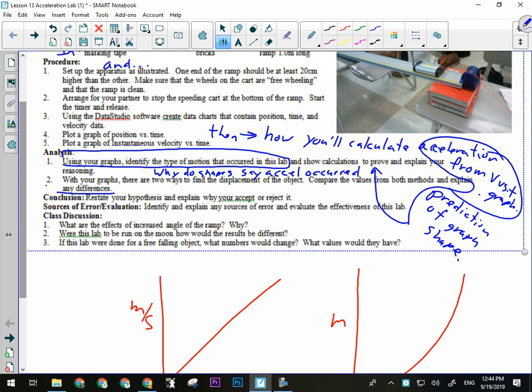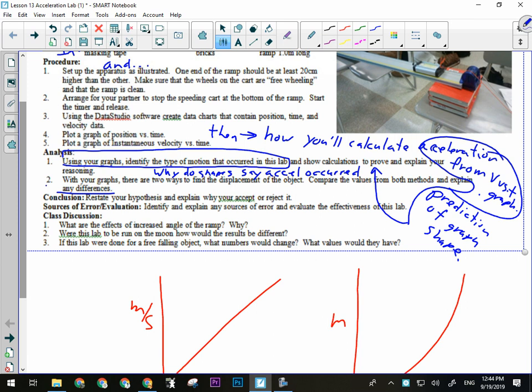Now, you're going to be close. You're not going to be exactly the same, but you're going to be pretty close. If you're way off, like you're off by more than 15 centimeters over the length of that ramp, you really did something wrong somewhere. But realistically, you should be very close.